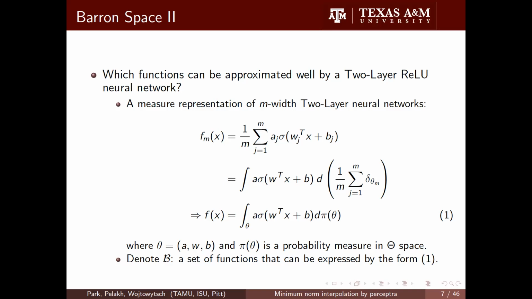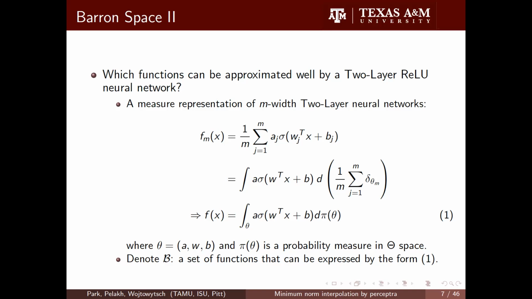Then, as we all know, its generalization would be this: some kind of measure can be approximated by this form, right? M atoms. So it's an expectation over pi, where pi is a distribution of parameters. These are the continuous extension of the M-width two-layer neural networks.